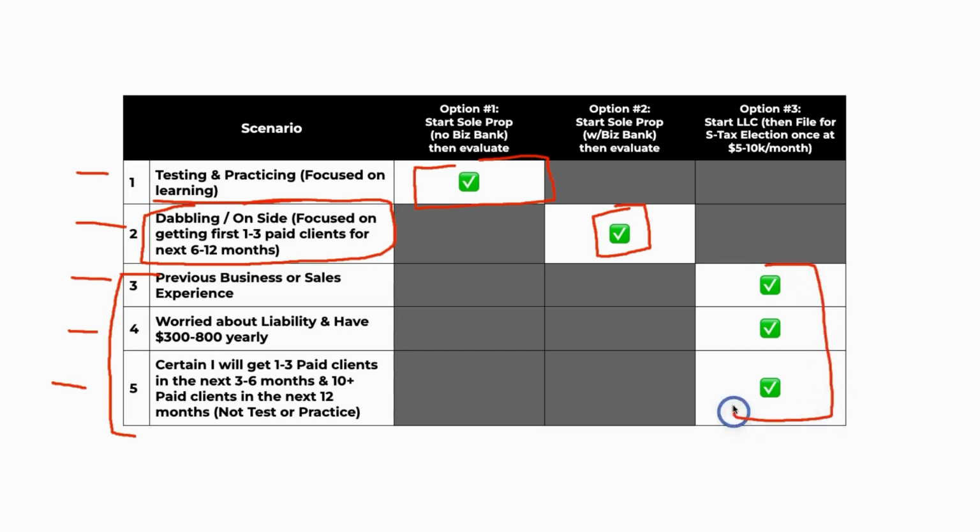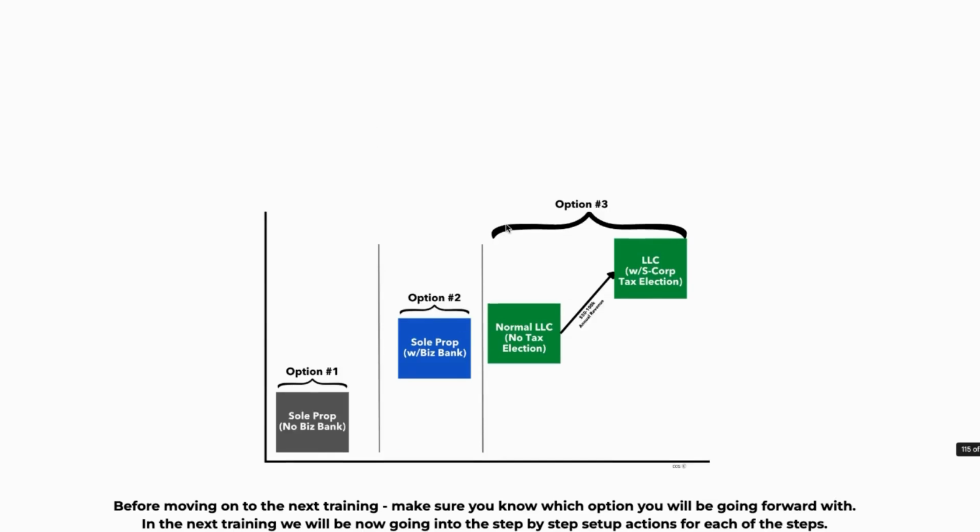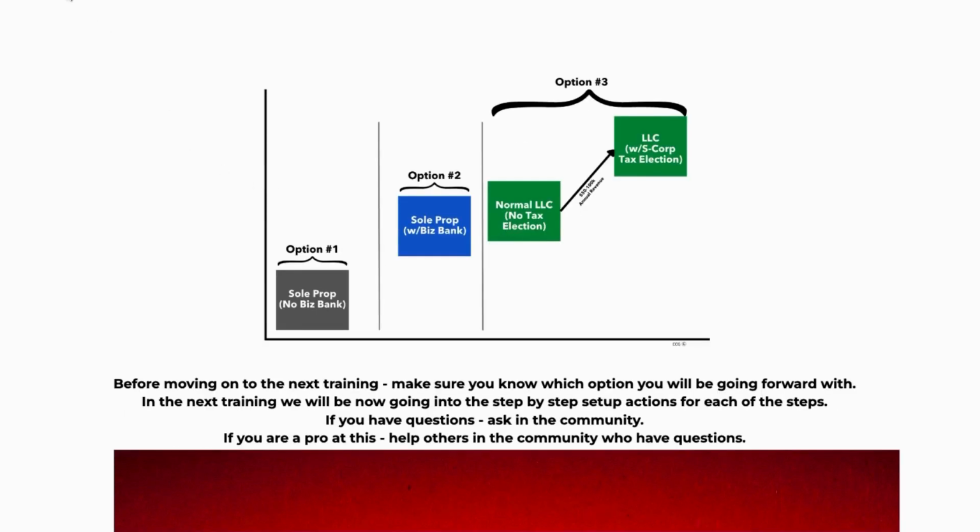I would then go with option number 3. I hope that is absolutely clear. And the reason why this is so important to have absolutely clear before you move on to the next training section is because what we're going to be doing in the next training section is walking you through the tactical step-by-step of, hey, if you went with option 1, this is what you're going to be doing. If you went with option 2, this is what you're going to be doing. If you went with option 3, this is what you're going to be doing.